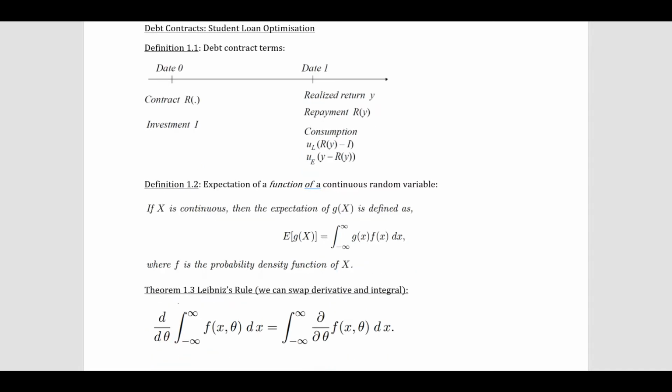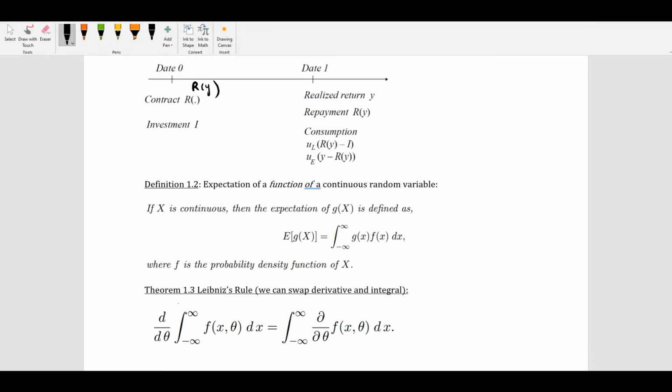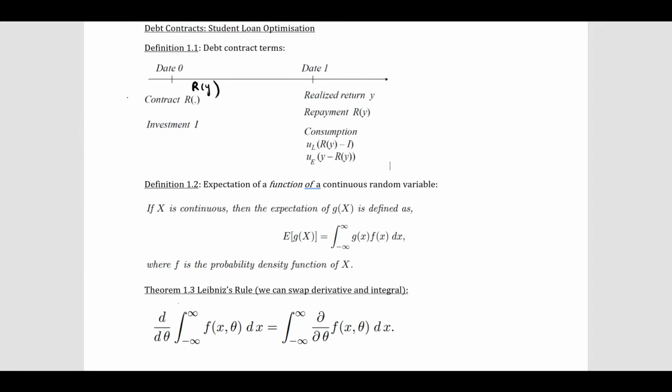The notation does vary, but these are my basic definitions for debt contracts. The contract is a function of earnings. So if the earnings are given by the variable y, the contract is r of y. The investment is I, so that's the amount of money the student wants to borrow, or the amount which the government or the company is willing to give. The realized return is Y, so that is what the student will be earning.